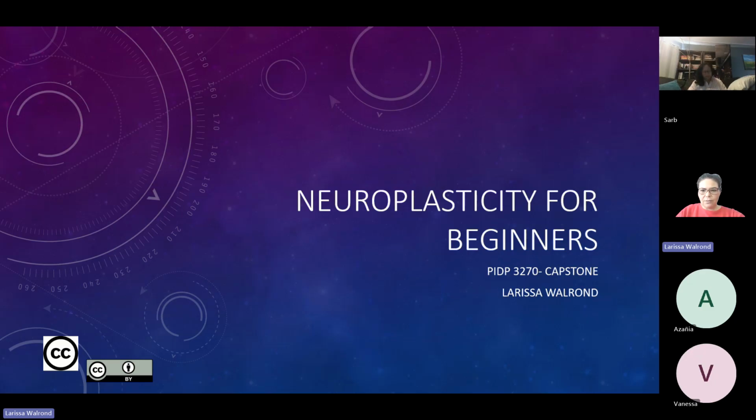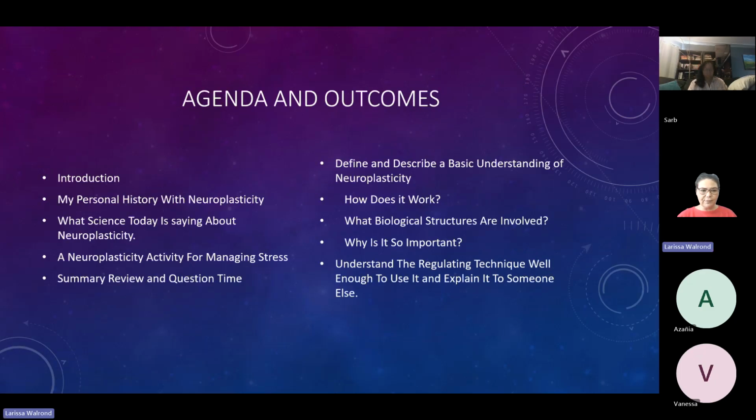Let's just go to the next slide. Okay, so here's our agenda and outcomes for today. After the agenda, I'm going to introduce myself, and then we'll get into my history with neuroplasticity, and then we'll talk about what science today is saying about neuroplasticity. And then we will do a neuroplasticity activity for managing stress. And this is an activity for managing mild stress. If you've got bigger problems, we do recommend seeking appropriate help from the appropriate healthcare practitioners. And then we will do a summary, review, and question time.